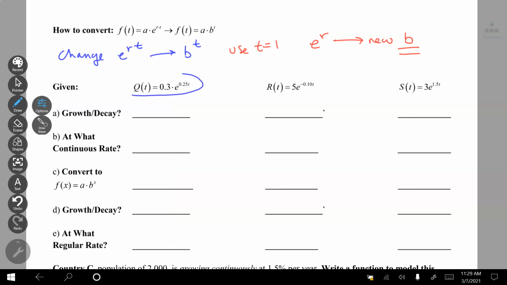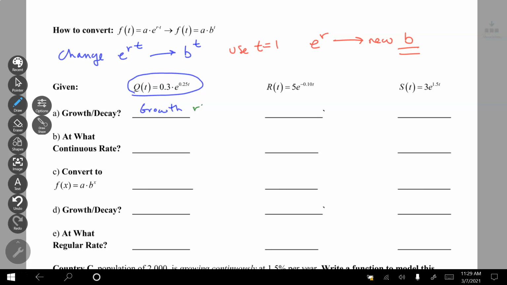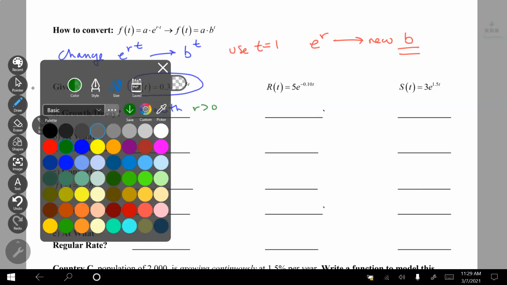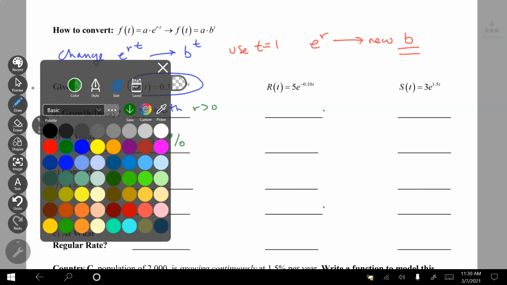I look at this, and I'm like, well, is it growth or decay? It's definitely growth. How do I know it's growth? My R value is positive. What's this continuous rate at? Well, 0.25 means it's growing continuously at 25%. So now I have to convert this.